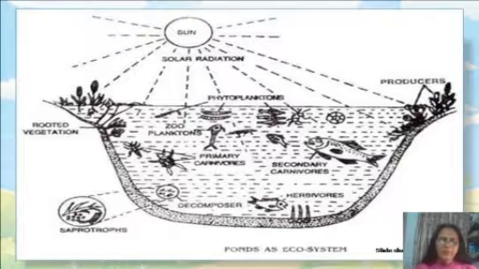This is pond ecosystem. These are the sun rays which penetrate to the pond. These are rooted vegetations. These are producers. These are phytoplanktons. These are primary consumers, secondary consumers, and these are decomposers.